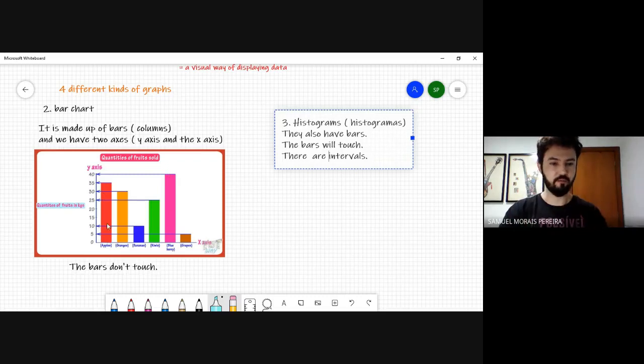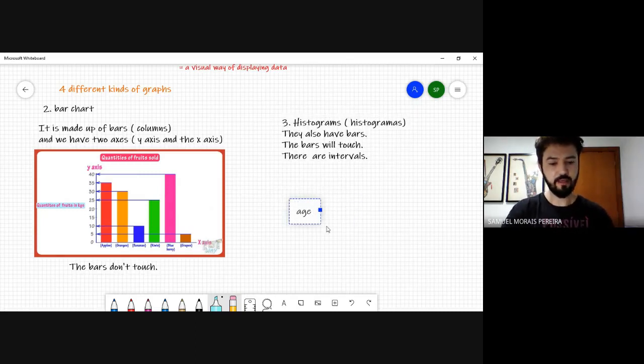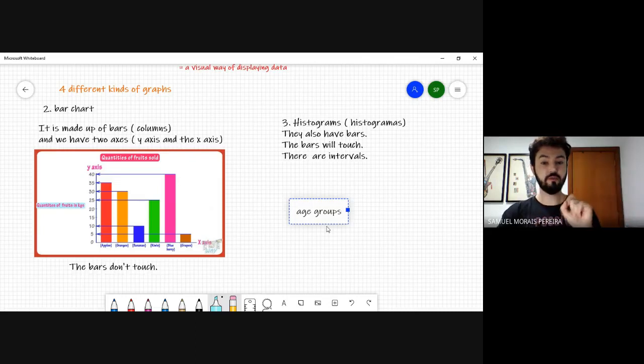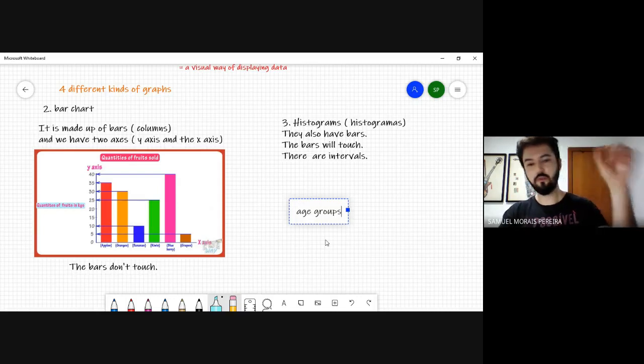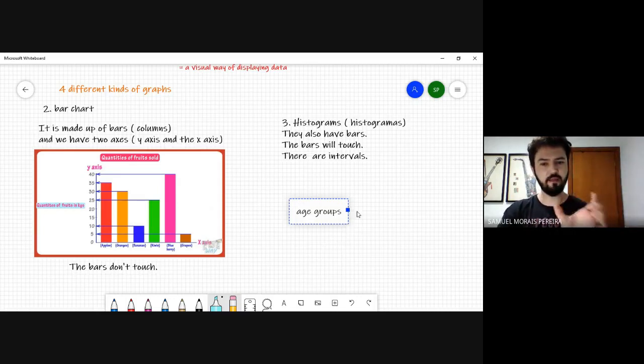Aqui são coisas distintas. Maçãs, apples, oranges, bananas, blá, blá, blá. No caso disso daqui, I will be talking about one aspect, but I have intervals. I divide that aspect into intervals. Por exemplo, eu posso pegar a idade de alguém, age, e dividir em grupos etários, age groups. De 0 a tantos anos, é o exemplo que eu vou dar para vocês. De 0 a 19, de 20 a 40, de 41 a 50, e por aí vai. So I can divide something into intervals, tá bom?